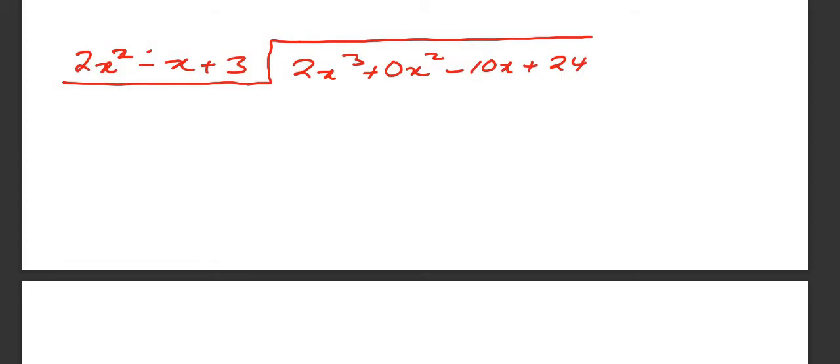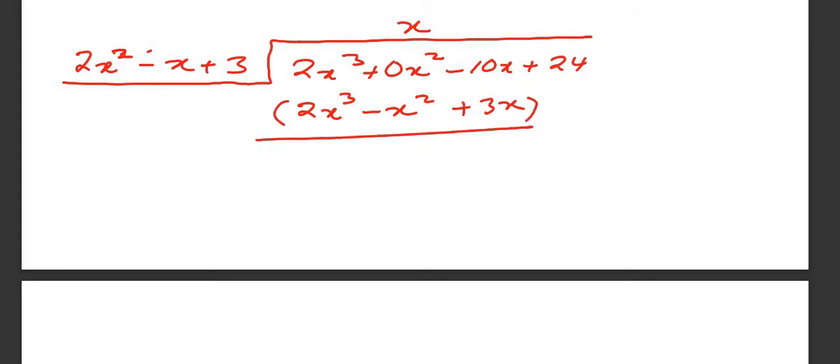When you divide 2x squared into 2x cubed, that's just going to be x, then multiply. This will be 2x cubed, then minus x squared, then plus 3x. Then here now we can find the difference. This is going to give us x squared. Then this is going to be a minus 13x. So be careful with the negatives. Negative 10x minus 3x. This will be that. Bring down the 24.